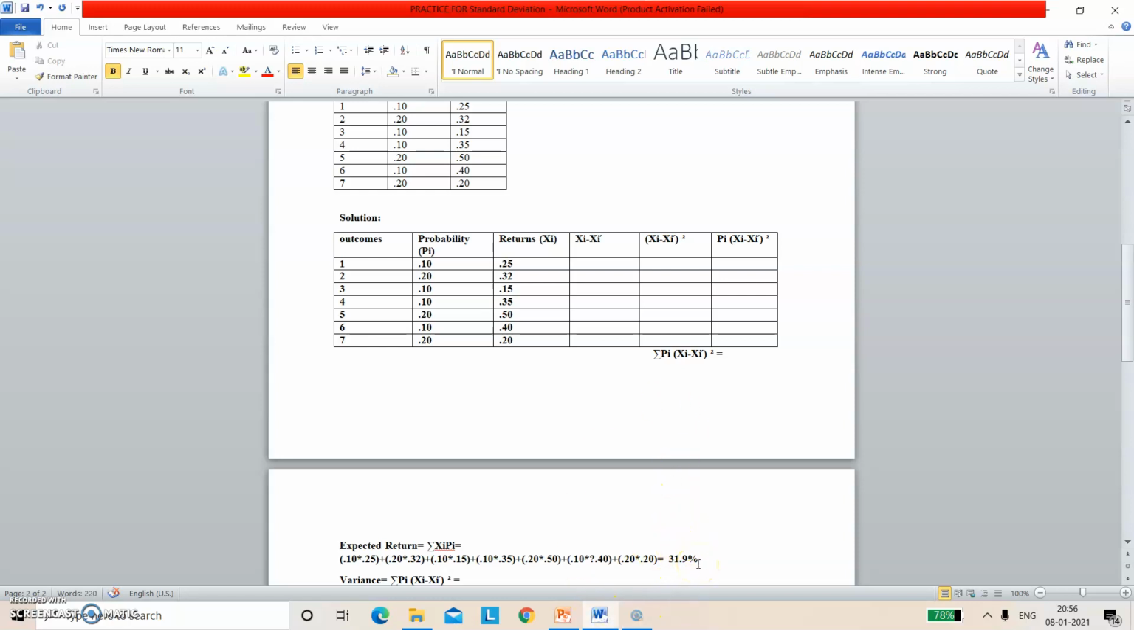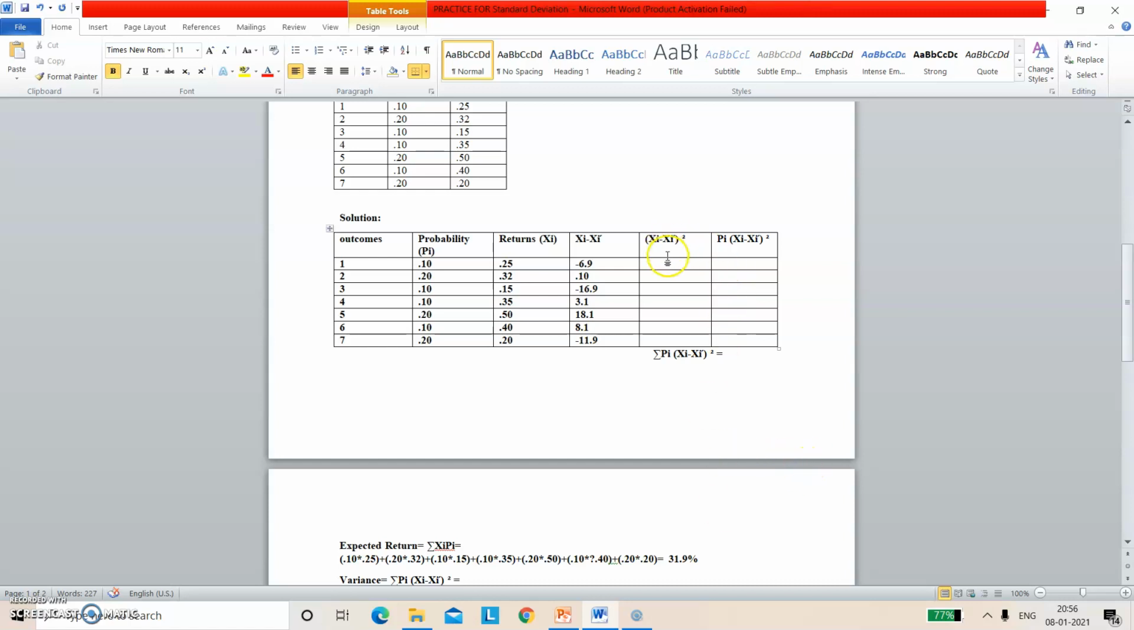The expected return is 31.9, that is the x bar. Now what we are going to do here is xi minus x bar. The next step is return minus expected return. So this is going to be 25 minus 31.9, which is minus 6.9. Next, 32 minus 31.9, then minus 16.9, next is 3.1, then 18.1, 8.1, and the last is minus 11.9.